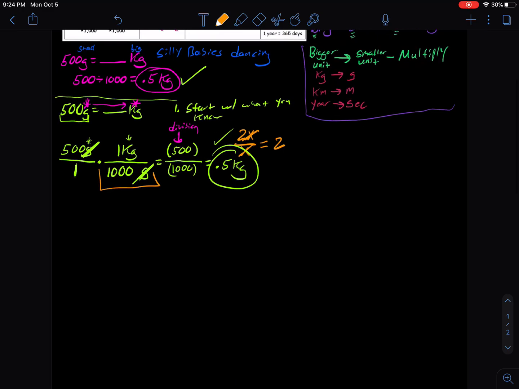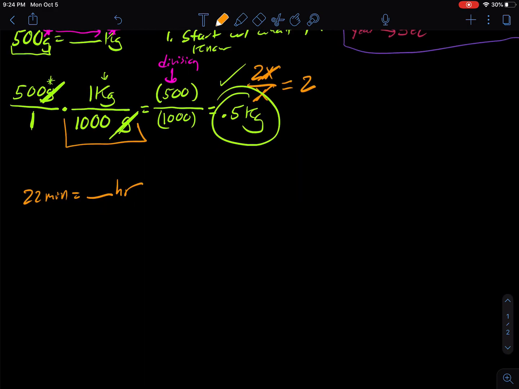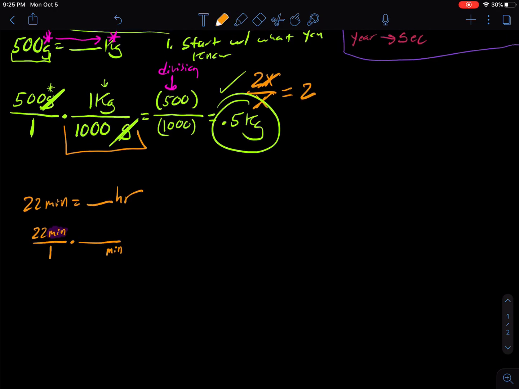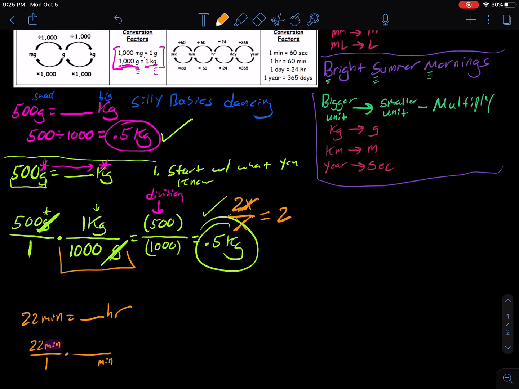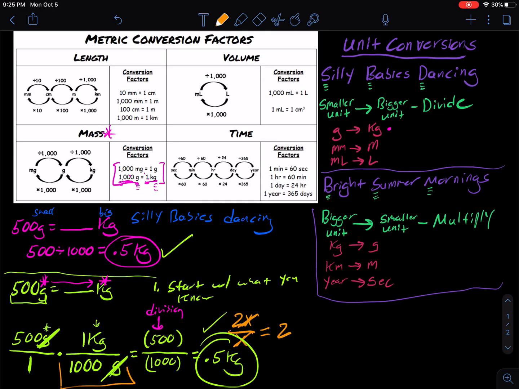Let's go. If we have 22 minutes, how many hours do we have? Well, again, remember, we're going to start with what we know. We know we have 22 minutes, and we're going to put it over 1. In the numerator, right here, you have minutes. So that means minutes must go in the denominator. We want to go from minutes to hours, and we know that's a unit of time, so we go up here to time. And we look at the unit conversions here, or the conversion factors.